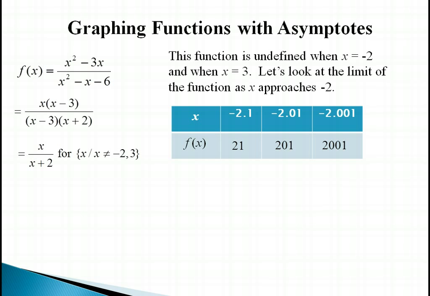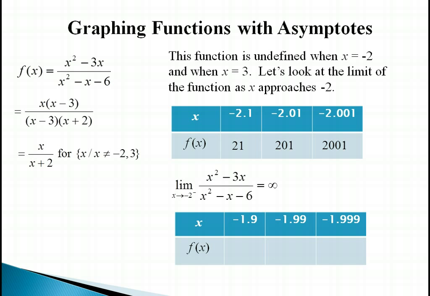So it looks like the limit of the function as x approaches negative 2 from the left side is infinity. Let's look and see what happens as we approach negative 2 from the right side. So we're going to plug in again some numbers very close to negative 2. Negative 1.9 I chose, negative 1.99, and negative 1.999. These output values are heading toward negative infinity.